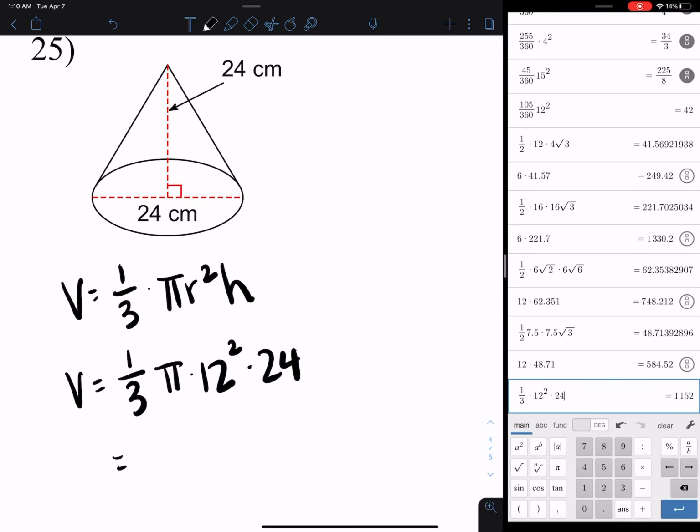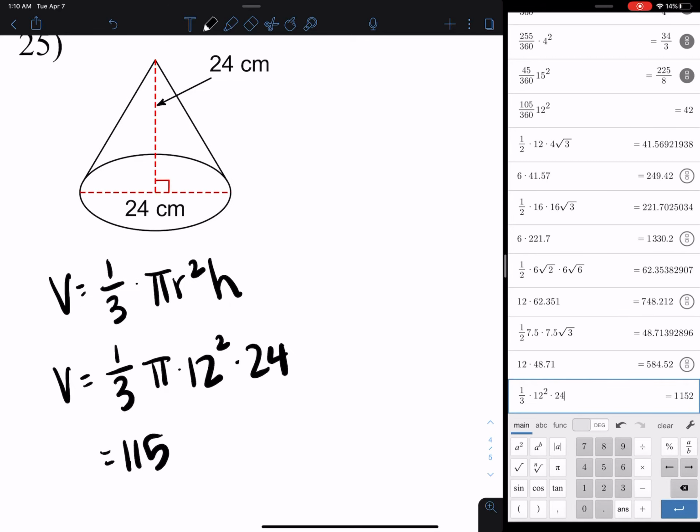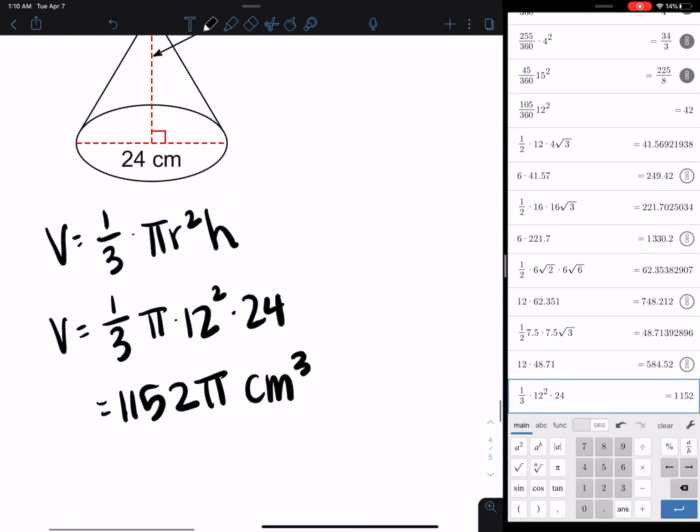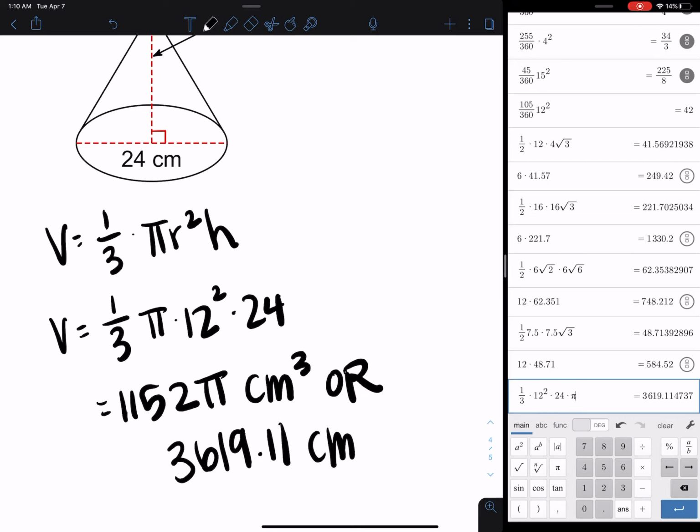So one way that we could write the volume is 1,152 pi centimeters cubed, or if we include the pi in there, then this would be 3,619.11 centimeters cubed. And I believe on your test, just like on the homework, it's in decimal places. So for the area of regular polygons and for the volume, it's decimals. So you just need to do this.